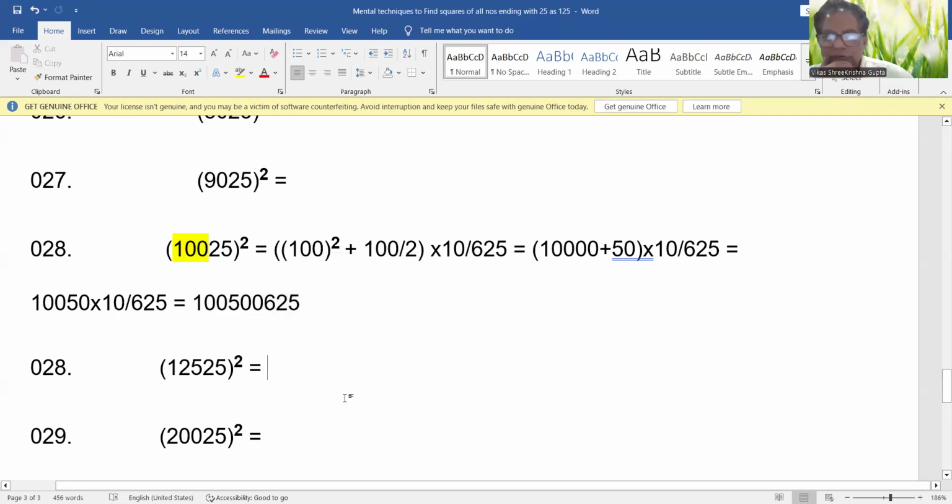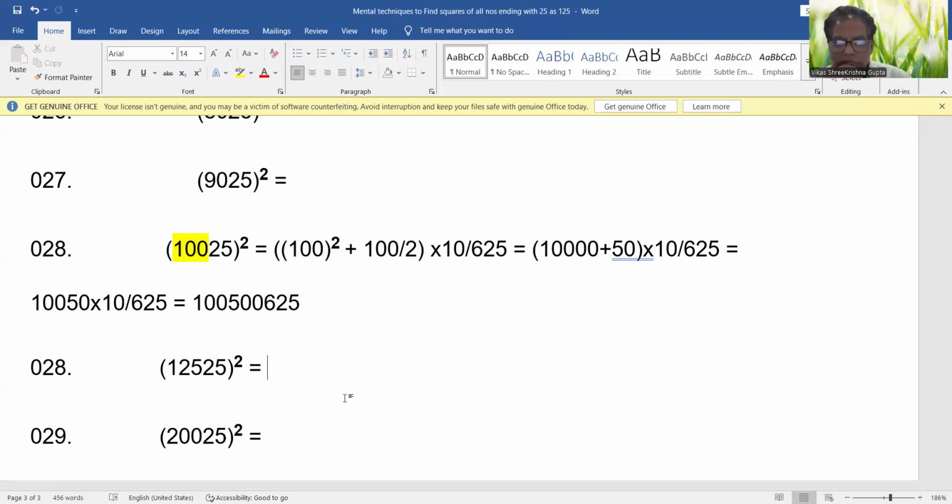See, such a big square I can find without doing any actual multiplication. I'm not doing any 5-digit multiplication to find the square. That is why I'm able to find it in such a fast way.